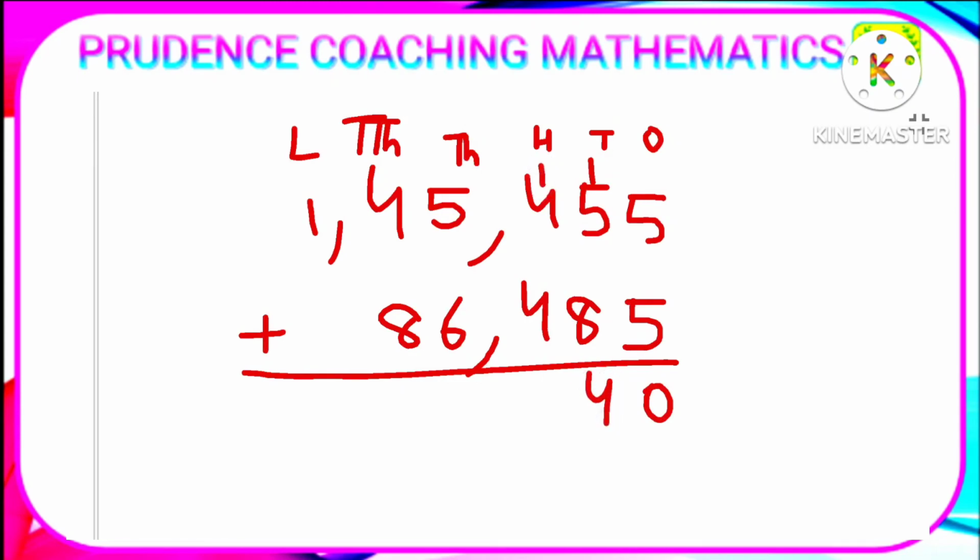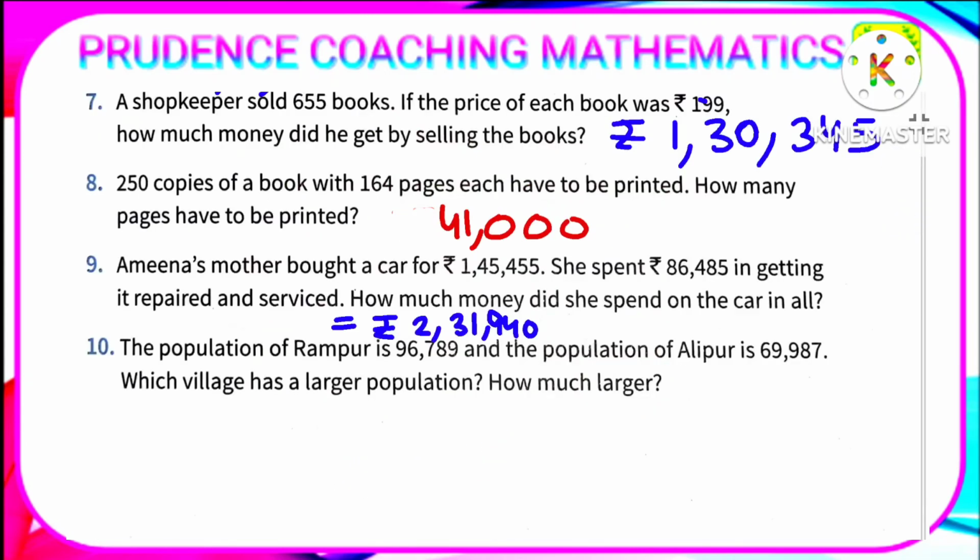4 plus 4 is 8. 8 plus 1 carry, you will get here 9. 5 plus 6 is 11, so 11. 8 plus 4 is 12. 12 plus 1 is 13, and 1 plus 1 is 2. So we are getting 2,31,940. So we have written our answer, that is rupees 2,31,940.